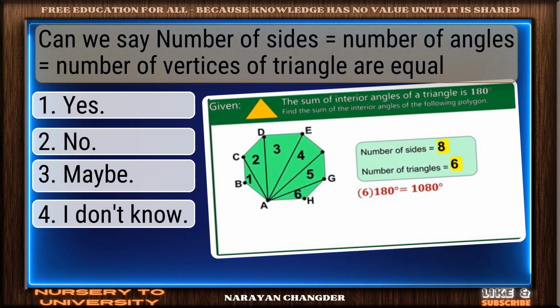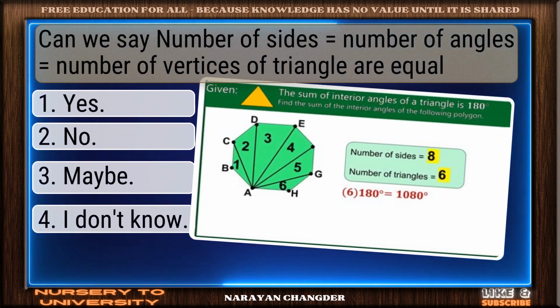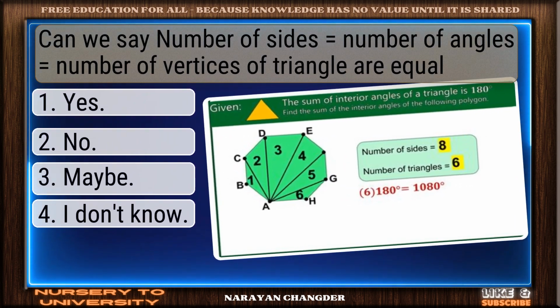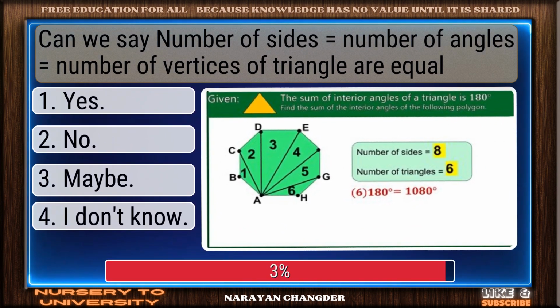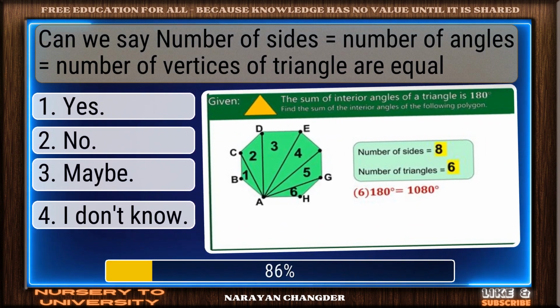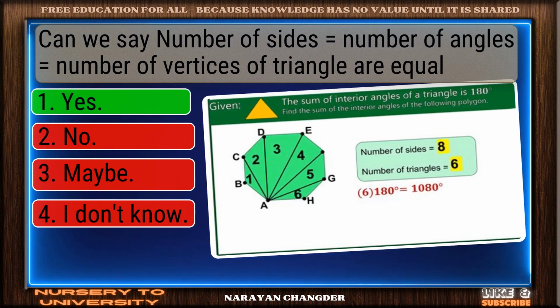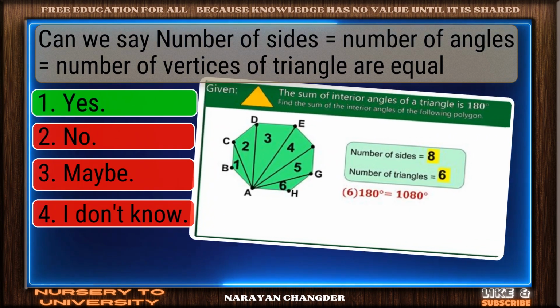Question number 21. Can we say number of sides equal to number of angles equal to number of vertices of a triangle are equal? Sharp thinking. Yes is the right choice.